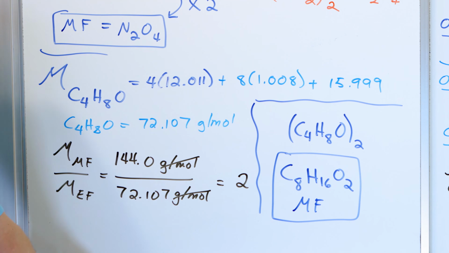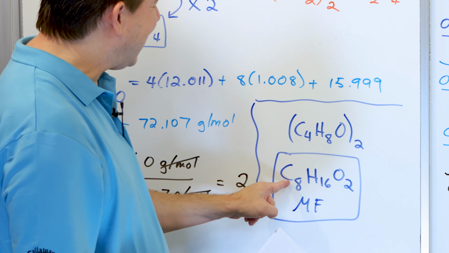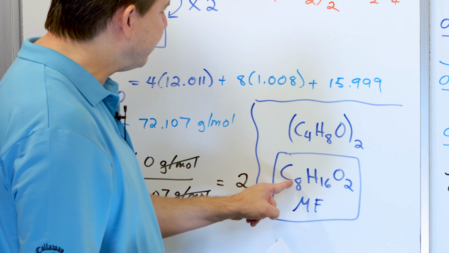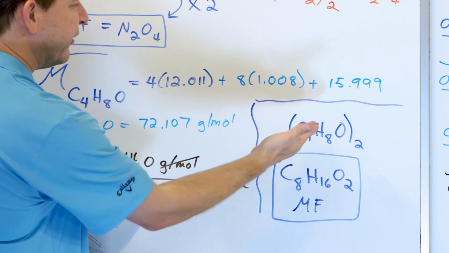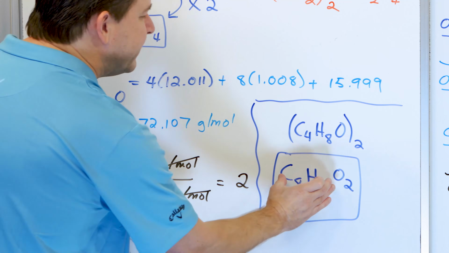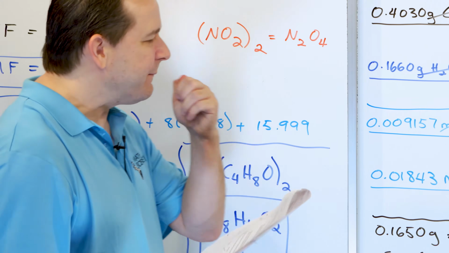So the empirical formula and the molecular formula in this case are different. Notice the ratio of each of these, like 8 to 2. There's 4 times as much carbon as oxygen. Well, in the empirical formula, there's 4 times as much carbon as oxygen. The ratios of everything are the same, but the actual molecule has more atoms in it bound together in a unit like this.